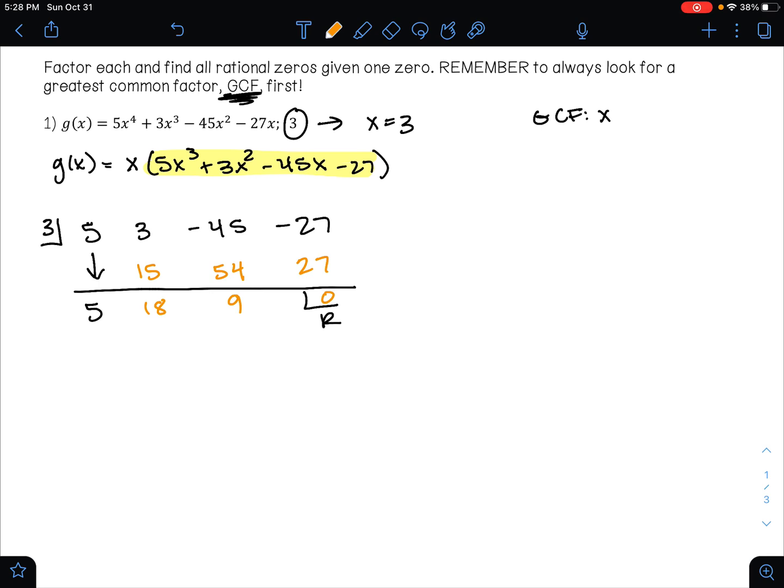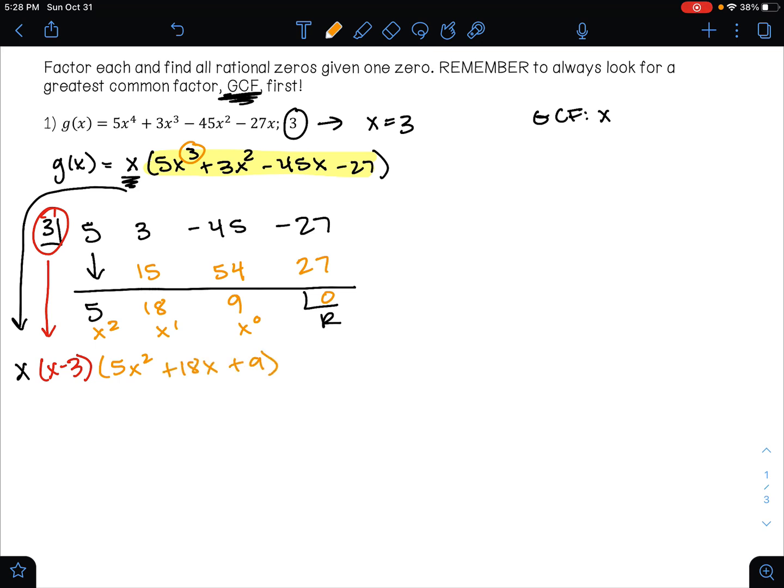So let's look at my factors real quick. The first factor I have is x from my GCF. The second factor I have, well, if 3 is a 0, then that means x minus 3 is a factor. And then we factored this cubic here, and when we did that, we got 5x squared plus 18x plus 9. And we want to factor this completely. So x is a linear factor. x minus 3 is a linear factor.